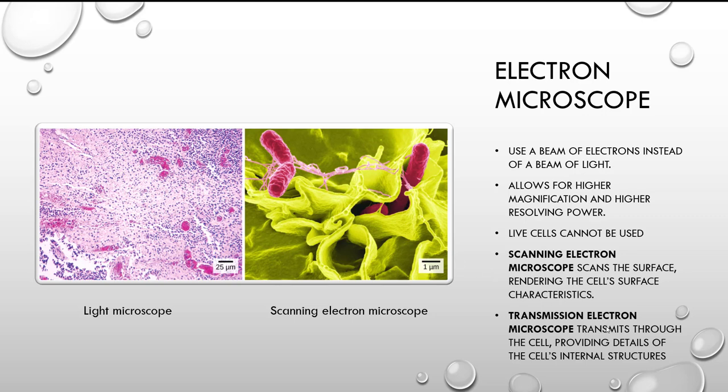Whereas the transmission electron microscope actually transects it, so it goes within and transmits the cell, providing detail of the internal structure. Okay, so scanning scans the surface; transmitting, think of it like transects, to find the internal structures. All right, so those are the two types of microscopes, both very important in studying cells, more particularly the structures inside the cells.